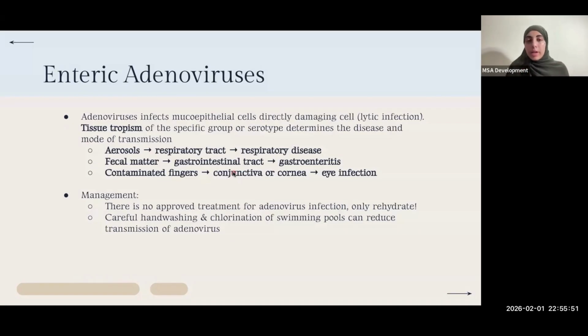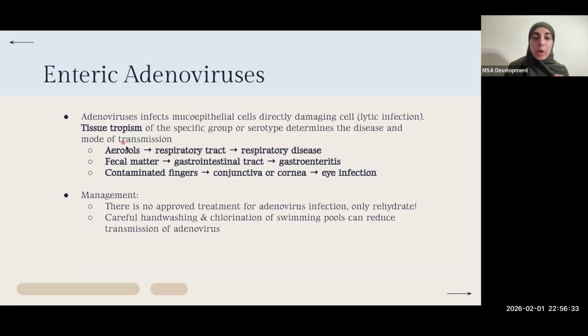Now, how does it cause diarrhea? It infects mucoepithelial cells. So, adenovirus, as a virus in general, infects mucoepithelial cells. And we know that these mucoepithelial cells are not just found in the GI, they're found in a lot of different areas around the body. They're found in the respiratory tract, they're also found in the eye, okay? So adenovirus infects these mucoepithelial cells in different locations. And depending on the tropism of the specific group of these viruses, it will present with a different type of disease. Tropism is basically which tissue in which location does it affect.